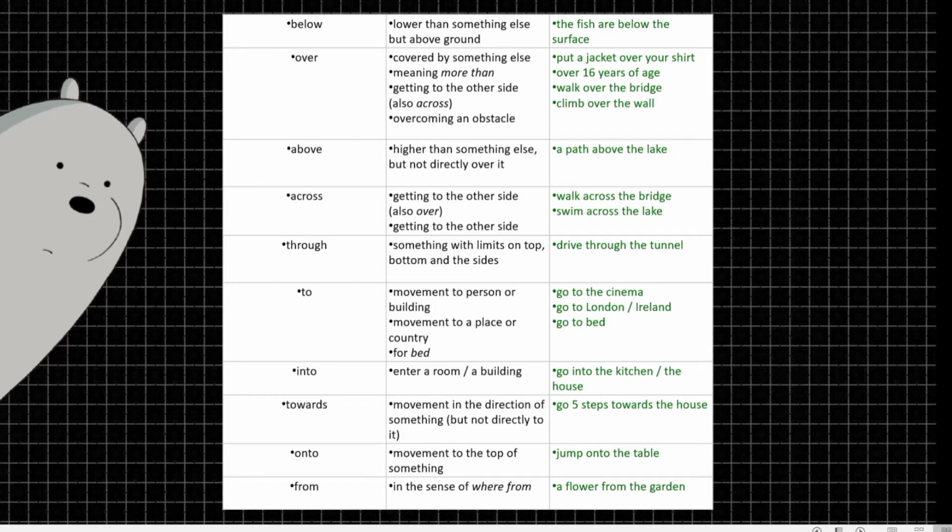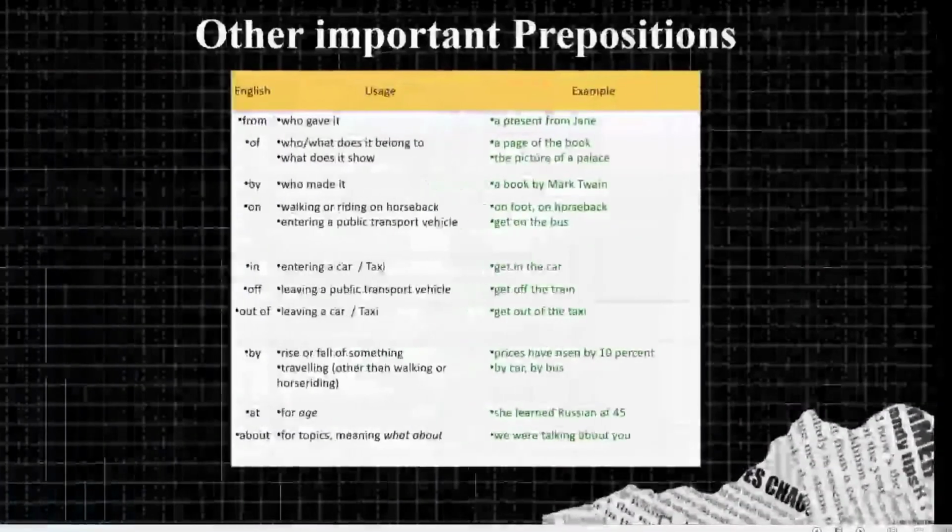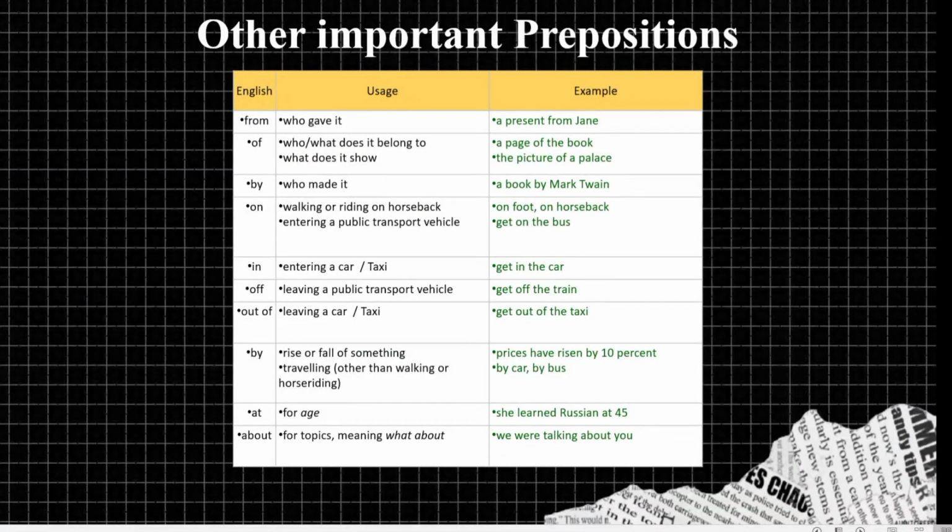From. Usage: in the sense of where from. Example: a flower from the garden. Okay, now we will discuss other important prepositions. From. Usage: who gave it. Example: a present from Jin.